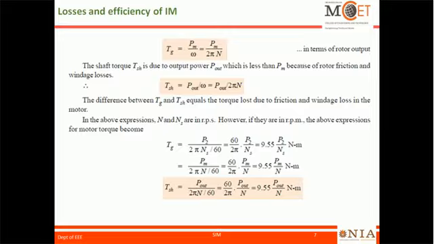Yes, then the TG, the gross torque, can be written as PM by 2 pi n. So how are we writing that? We know that power is equal to 2 pi nT by 60. So with that relation we are writing TG is equal to PM by 2 pi n.